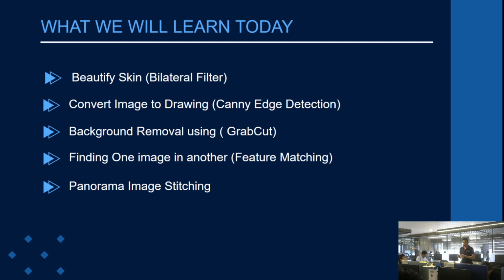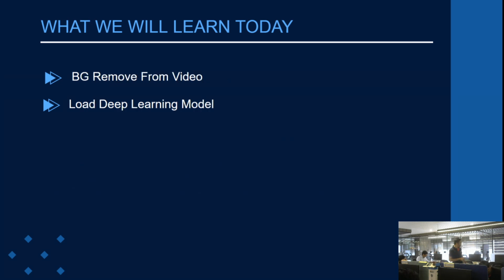Then there is feature matching without using any machine learning algorithm, without training: how we can know whether one image is available in another image or not. We are going to get that based on this also. We are going to learn panorama image stitching. In our mobile phones, we click panorama images, right? So we are going to learn that also today.